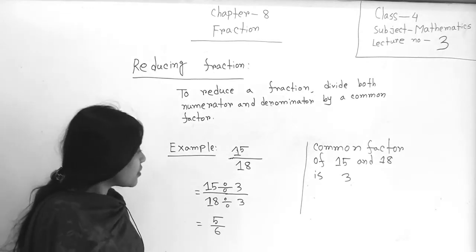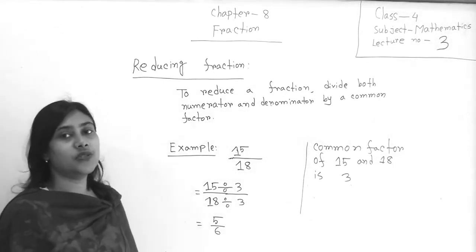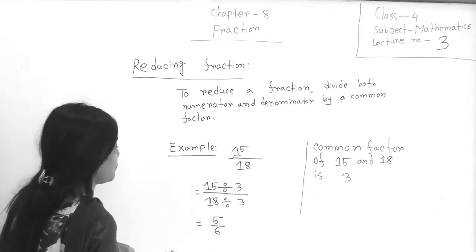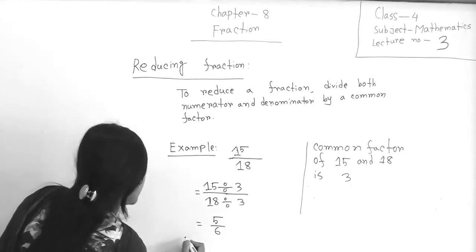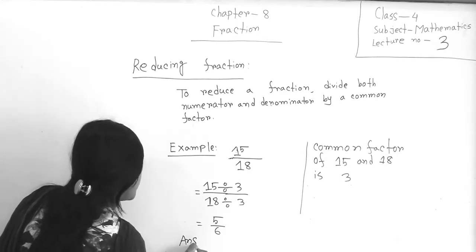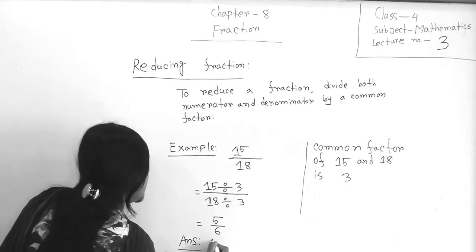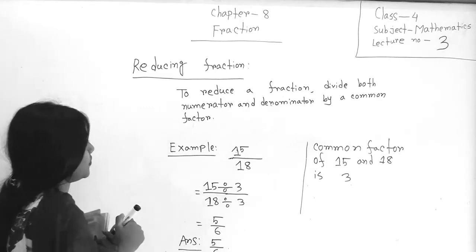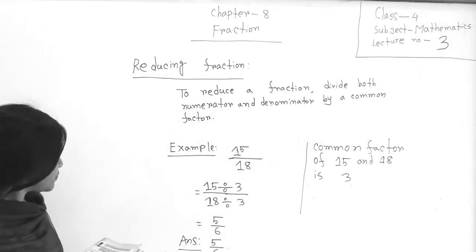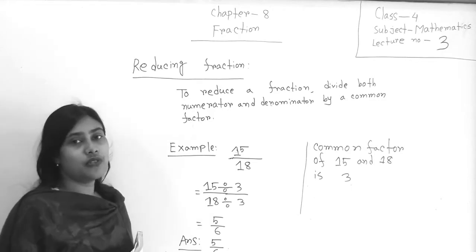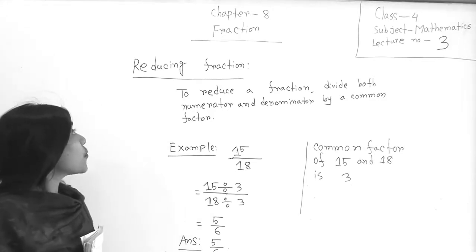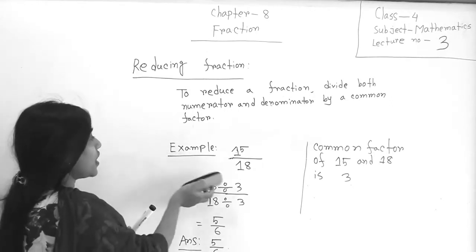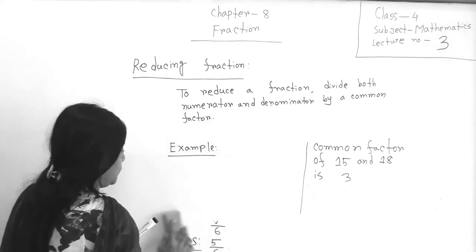For doing division method, all students should know the times table of 3. So, here result is 5 divided by 6. To know properly to reduce a fraction, I will show another example.